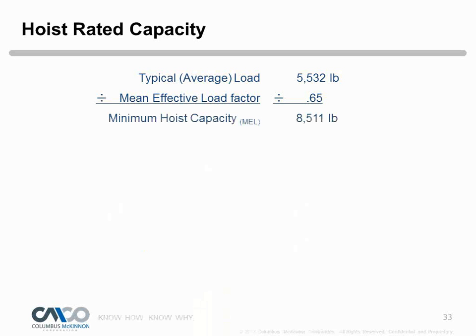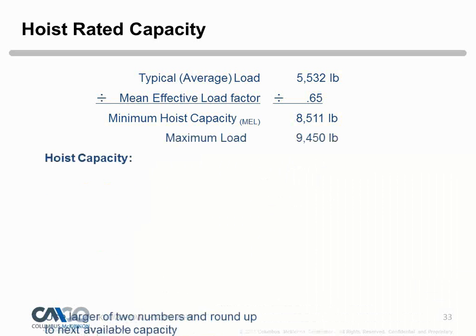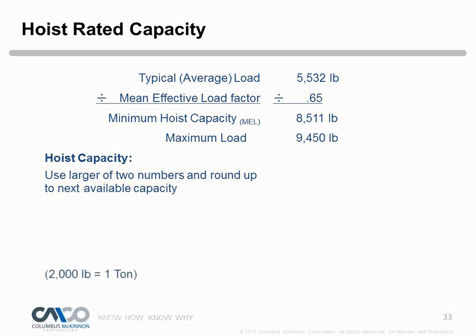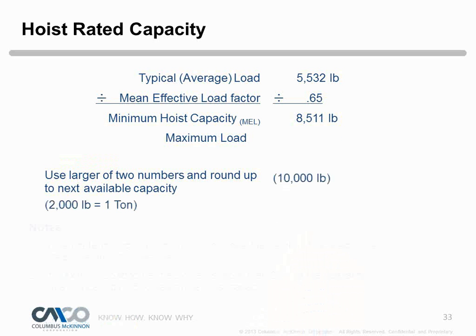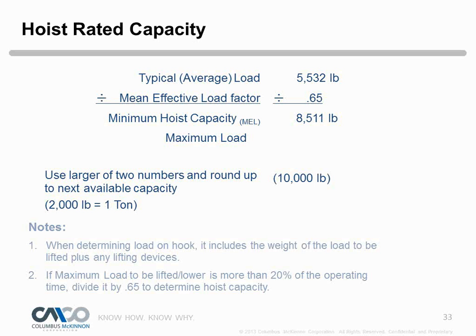So in this case, the minimum hoist capacity given the average typical load would be 8,511 pounds. They already told us the maximum load was 9,450 pounds, so the hoist capacity that we would size would be the larger of the two numbers. So in this case, we would need to size up a 5-ton hoist. But what would happen if they told us their average load was 9,000 pounds, right? And then we would be even higher.